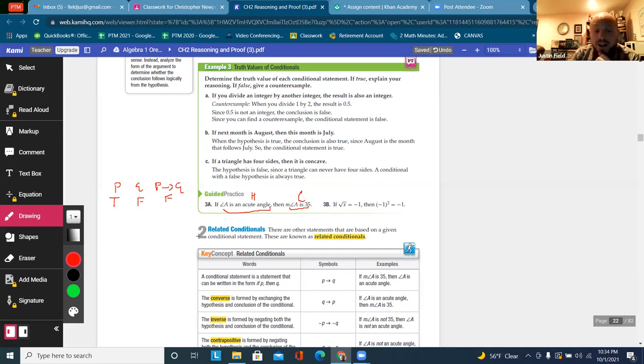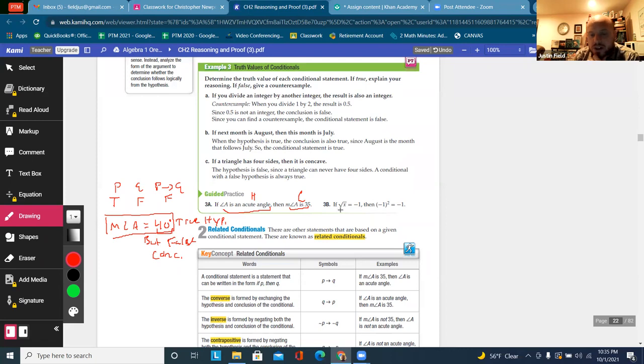No, it's not, because guess what? The hypothesis could be true. Angle A is acute, but what if the measure of angle A was 40? Would it still be an acute angle? Yes, true hypothesis. But it would not be 35 because it is 40, which is different than 35. False conclusion. So then the conditional statement is false. Counterexample, a different acute angle, like 40.